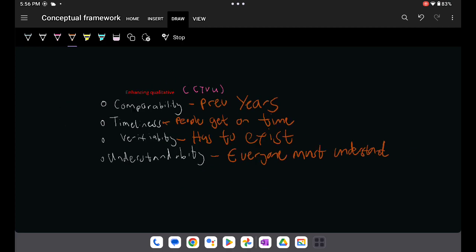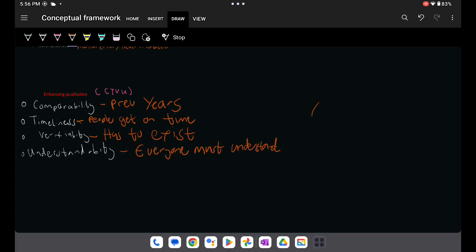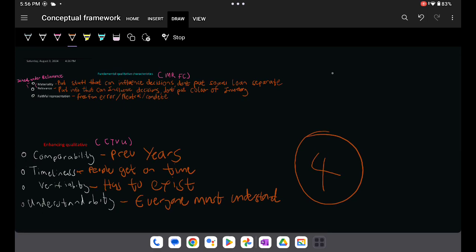Perfect, right? So there are four enhancing qualitative characteristics, and there are two fundamental ones. Neither one is more important. They're both important, okay? That's how you know that. Okay, so that's done with all the characteristics.